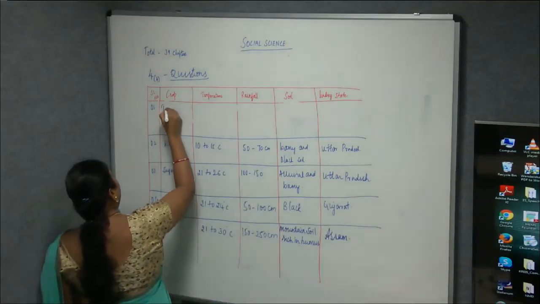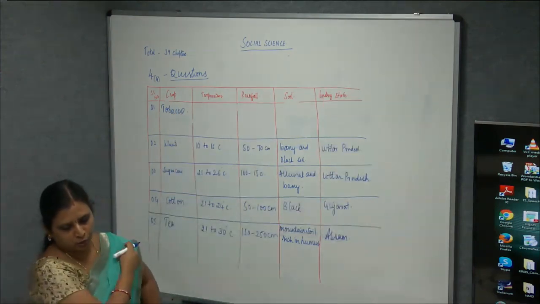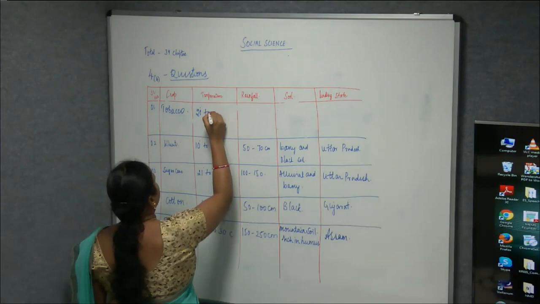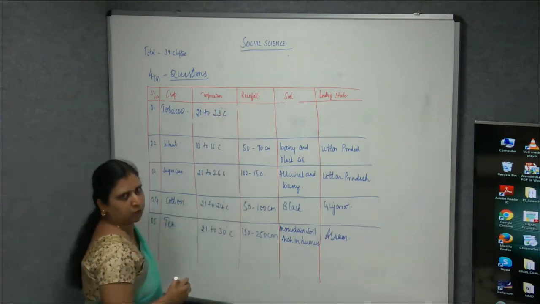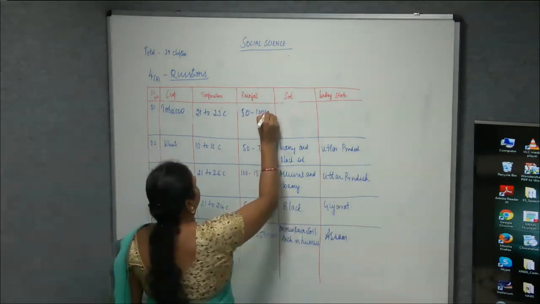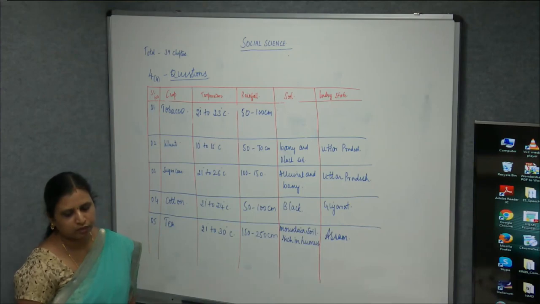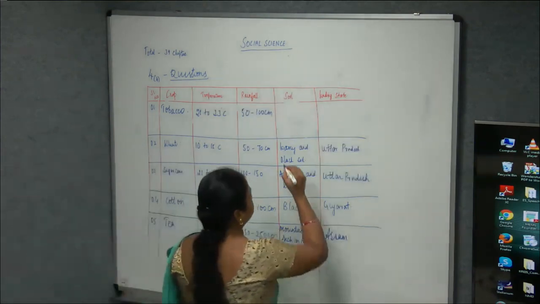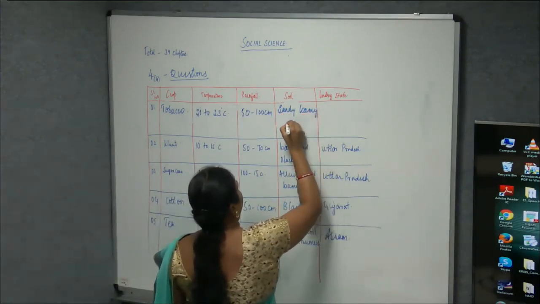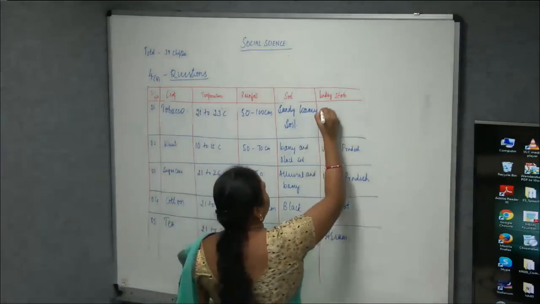So next one is tobacco. For this we need 21 to 23 degrees Celsius. Rainfall is 50 to 100 centimeters, and the soil is sandy loamy soil. The leading state is Andhra Pradesh.